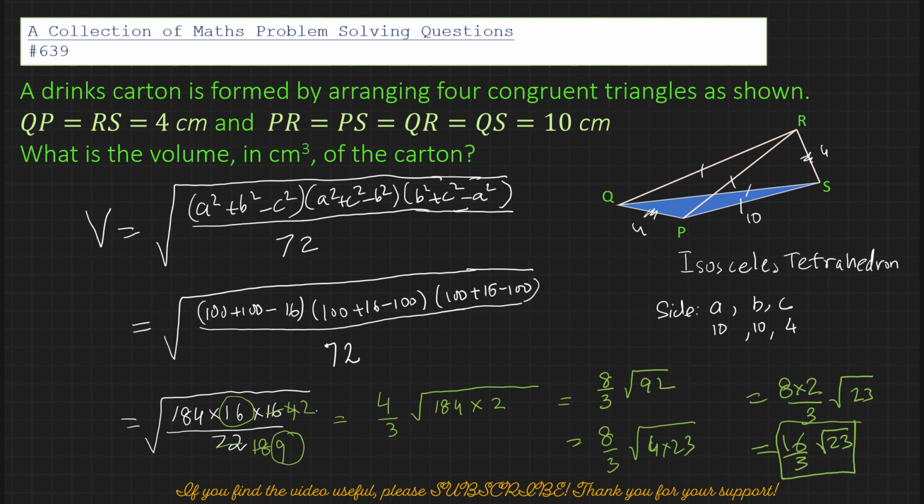So the volume of the carton in centimeter cube would be equal to 16 over 3 square root of 23.